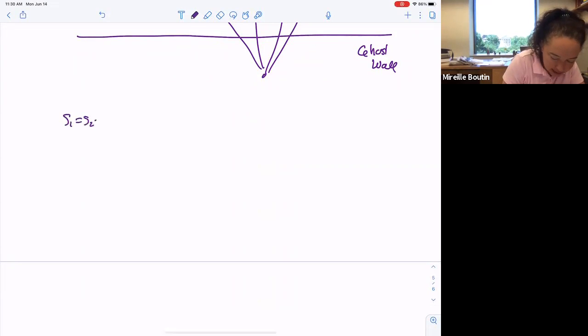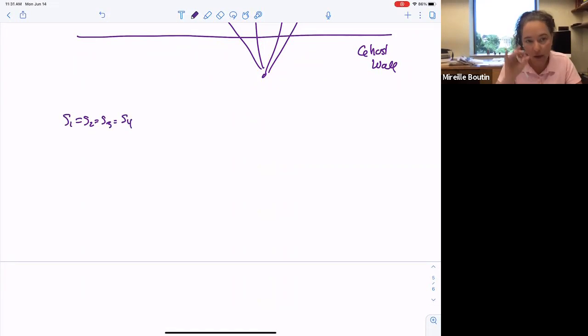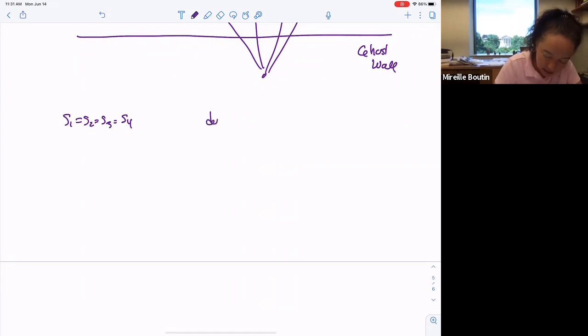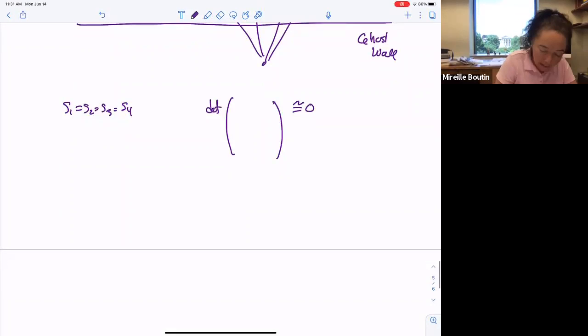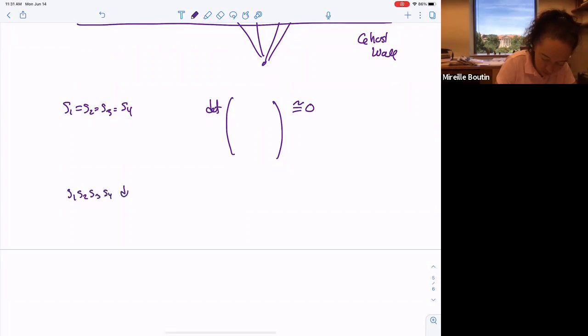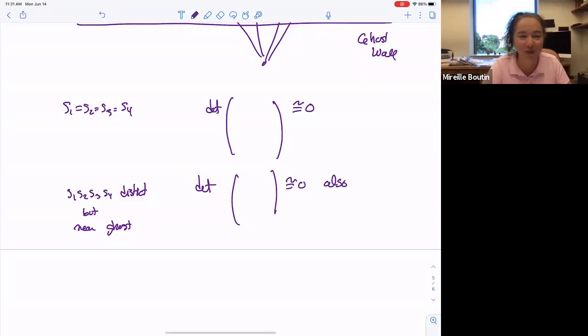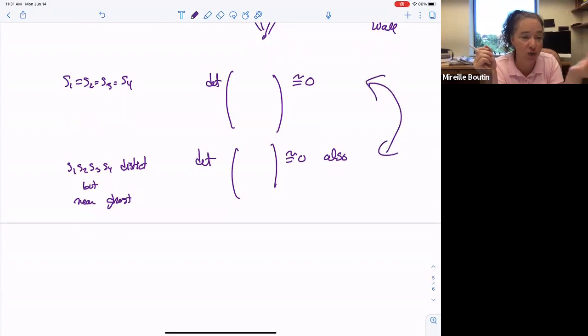When S1 is S2 is S3 is S4, when you're looking at one wall, then yes, the determinant, your Cayley-Menger determinant, is going to be approximately 0 if you add a little bit of noise to each of your distances. But when they're not all equal, but you're near a ghost wall, they're distinct, but near a ghost, the determinant is also going to be close to 0, because the ghost wall makes the determinant equal to 0. So you don't know how to distinguish those two. How do you know that you have a perturbation of a 0 number versus a perturbation of a small number that is close to 0?